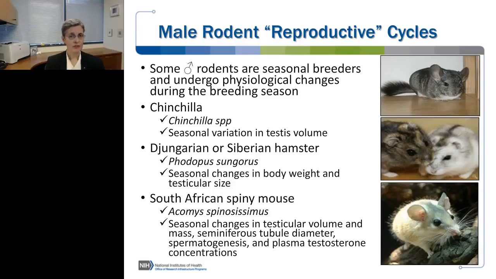Some male rodents are seasonal breeders and undergo significant physiological changes during the breeding season. For example, chinchillas have seasonal variation in testis volume. Siberian hamsters can have fluctuations seasonally relative to body weight as well as testicular size. And the South African spiny mouse can have fluctuations in testicular volume and mass, seminiferous tubule diameter, spermatogenesis, and plasma testosterone concentrations.